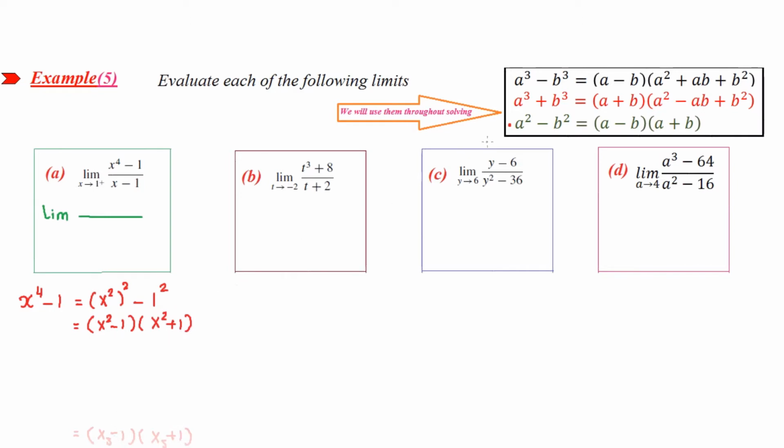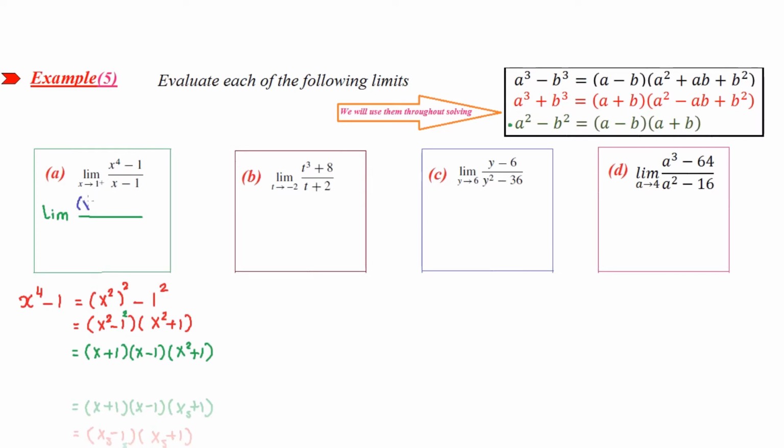Then you can use again the difference between two square rules to factor x square minus 1, and you have to rewrite 1 as 1 square. It will be x plus 1 times x minus 1 multiplied by x square plus 1. So this is the factorization of x power 4 minus 1.